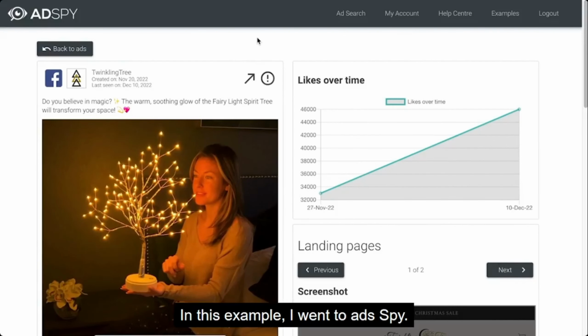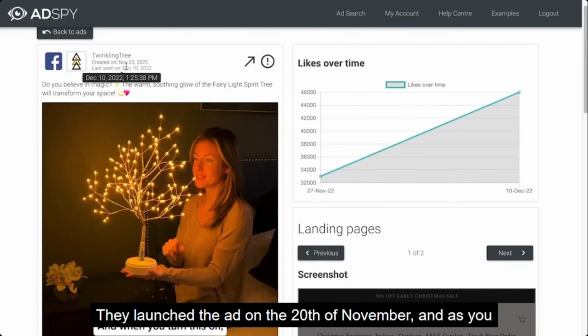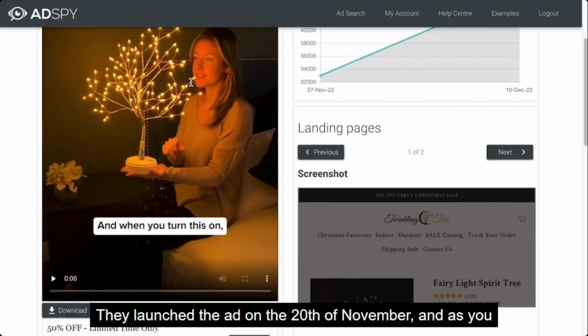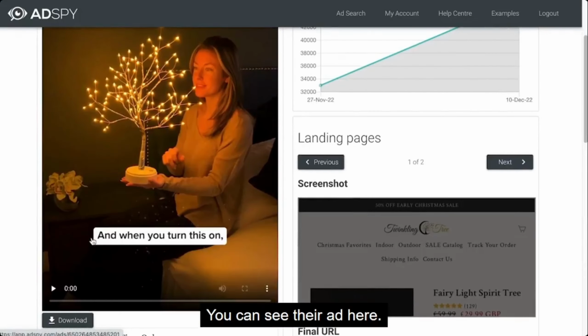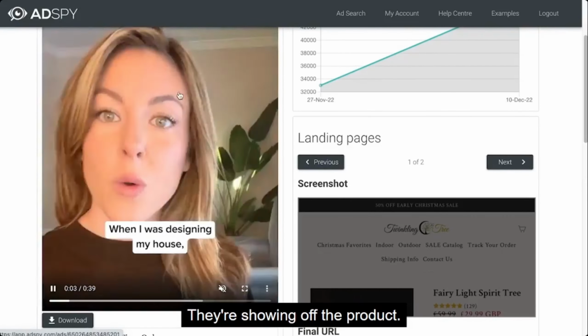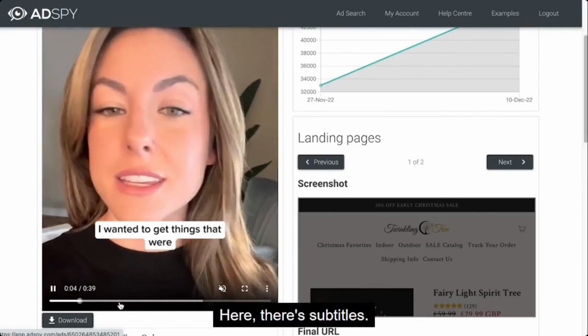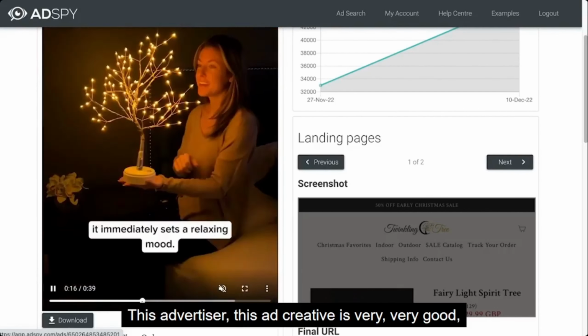In this example, I went to AdSpy, I typed in the product and I came across this advertiser here. They launched the ad on the 20th of November, and as you can see, they already have 46,000 likes, 5,000 comments, and they're doing very well. You can see their ad here. "I bought 3 of these for my house." They're showing off the product. There's a UGC review here. There's subtitles. This ad creative is very, very good.